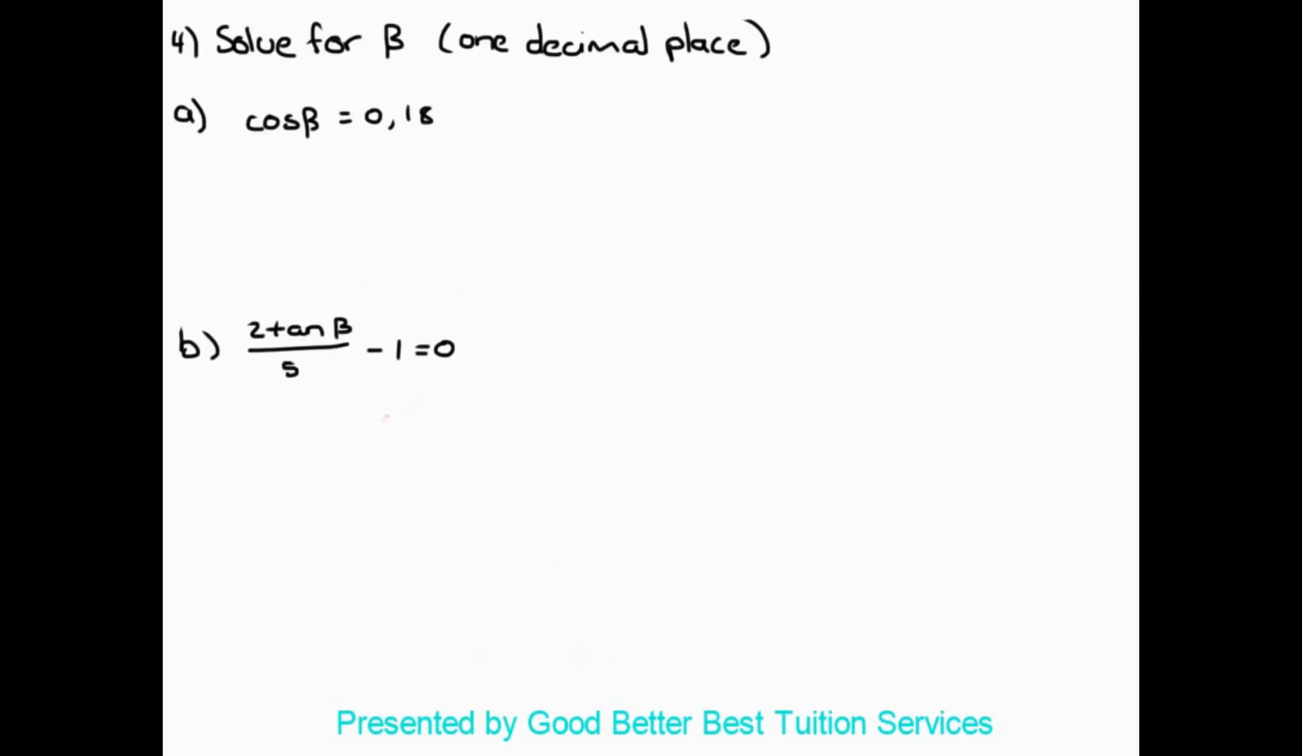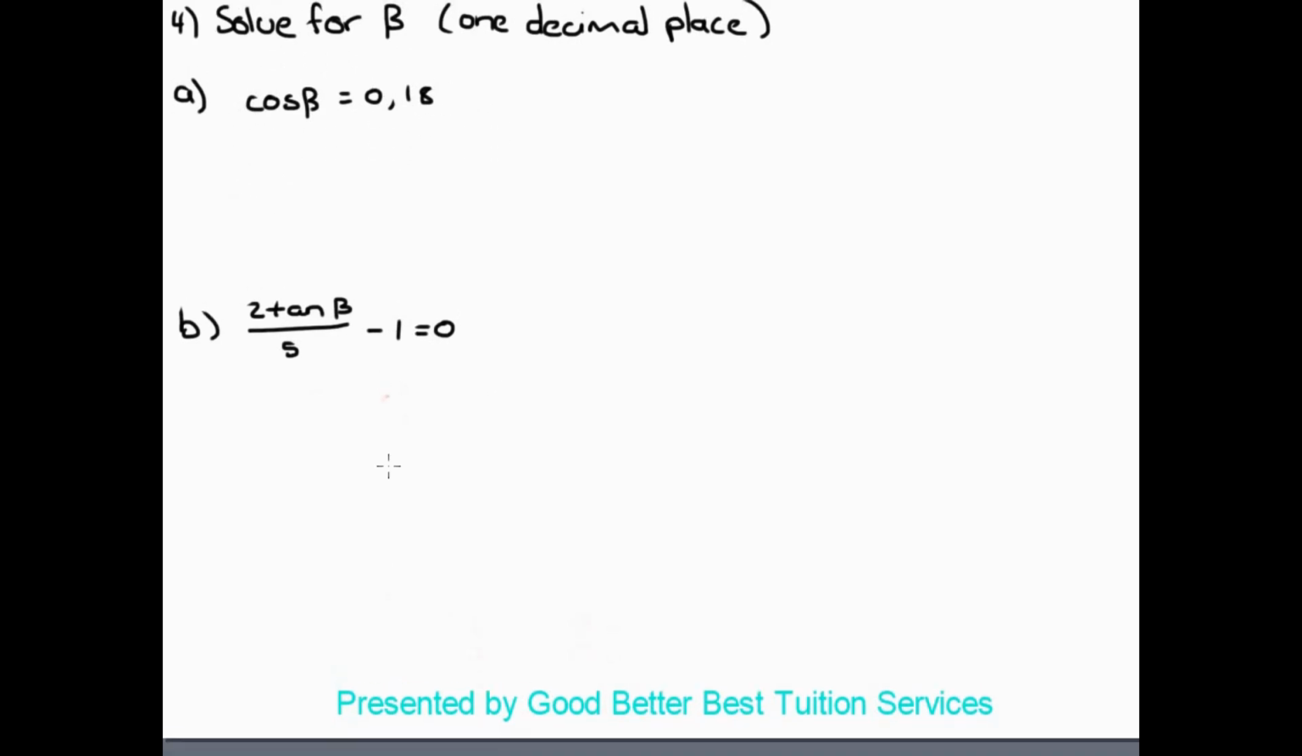Okay, guys, let's go ahead and look at question 4. It says solve for beta, 1 decimal place. So we need to solve for beta and round off to 1 decimal place, whatever our answer is. When we are solving for beta, all we need to do is basically get beta by itself. In this first case, we have cos beta is equal to 0,18, which is a pretty simple sum, because all we need to do to get beta by itself is shift cos across, right? So we have beta then.